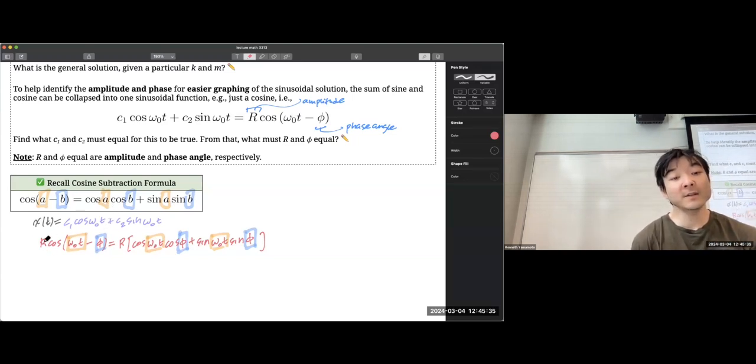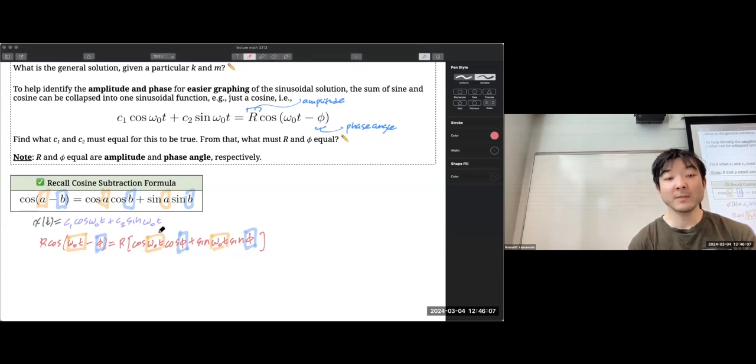There's an r in the front, so I'm saying it's r times the entire expanded thing. The left-hand side equals the right-hand side, and we're trying to force this to happen. We're trying to find capital R and phi that will make this true, and that'll give us the proper R and phi that take this left-hand side and rewrite it in a single cosine function.